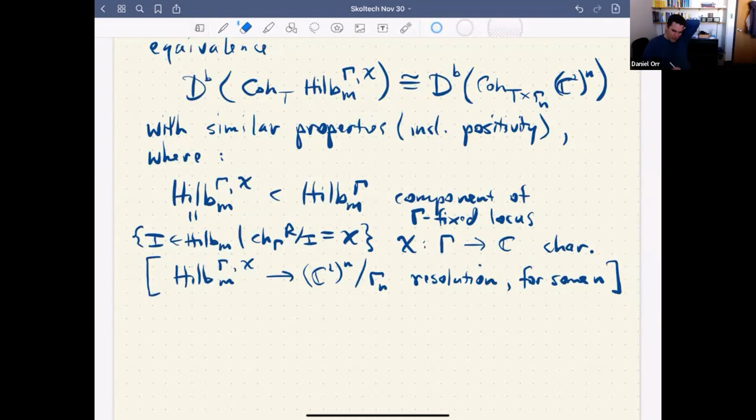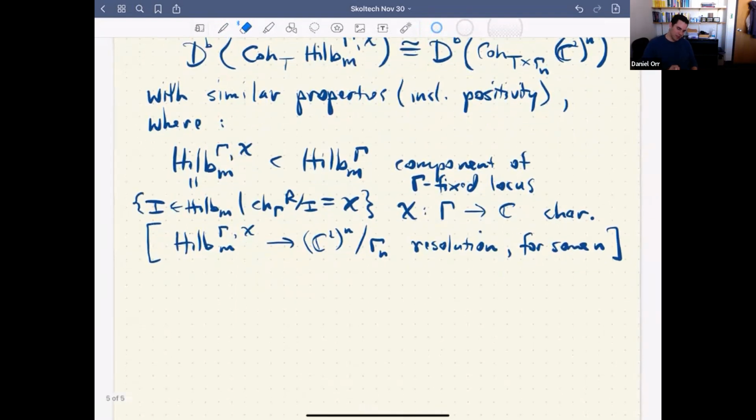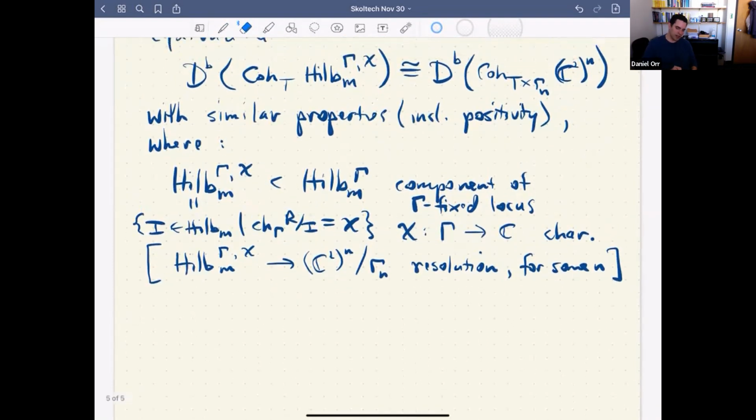So that's what this is, and that's how M and N are related. 2 times N should be the dimension of this Hilb M gamma chi over here. There are nice ways to see all this in terms of partitions. What's left to explain? And gamma N is the wreath product, which I said at the beginning.